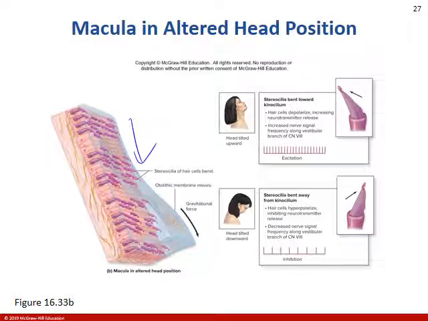Nice image here showing you that the otolith membrane, the jello membrane, along with the otoliths inside of the membrane are going to shift as you tilt your head forwards or backwards, and that's going to cause the stereocilia to bend in a specific pattern. If they bend back, that's a message to your head, my head is bent back. If they're bent forward, that sends a message to your cerebral cortex, I'm bending my head forward.